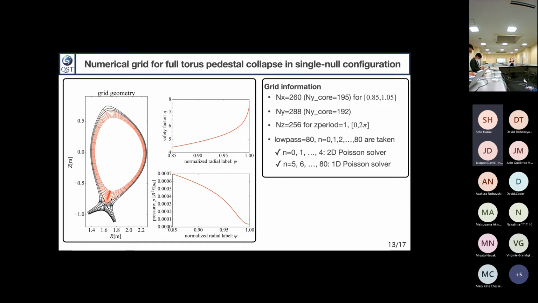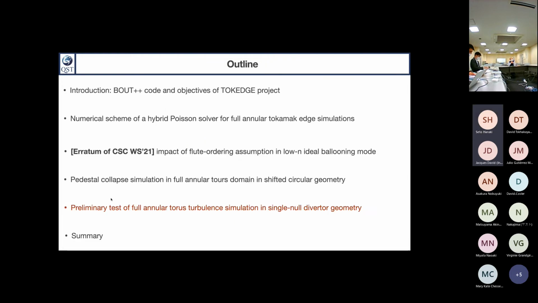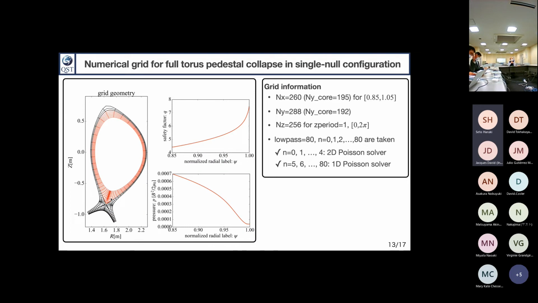And in that case, the condition number of the Poisson solver for the diverted geometry case becomes worse and worse compared with the shifted circular case. And also the metric has a strong toroidal variation, which also degrades the numerical stability of the flute-ordered Poisson solver.